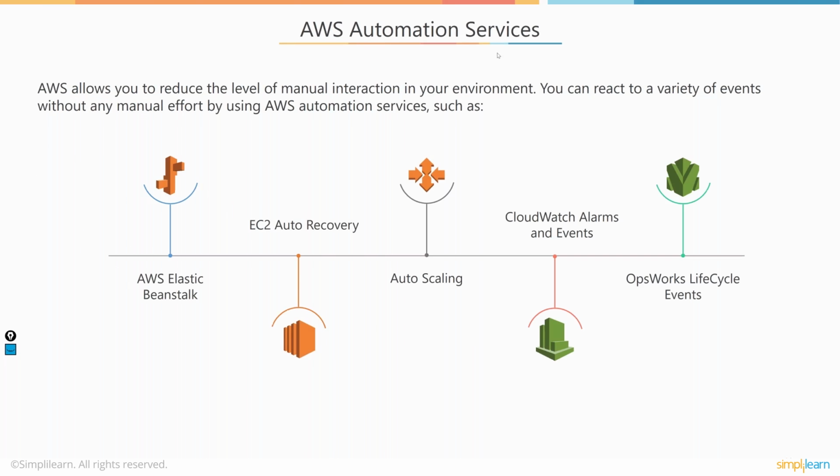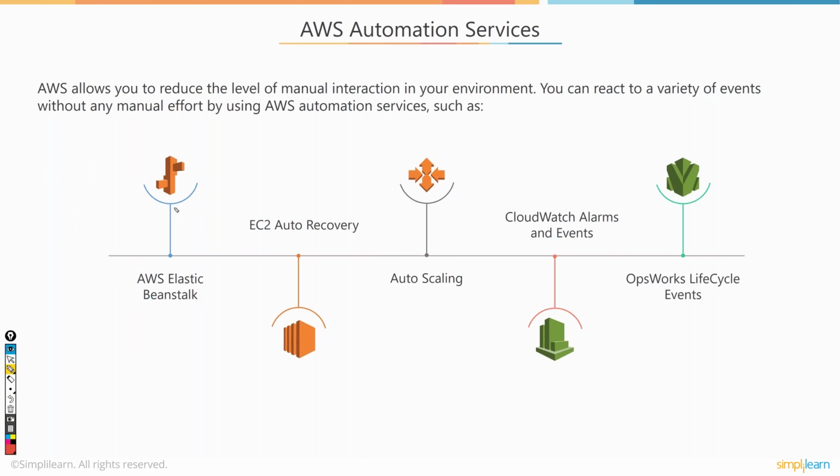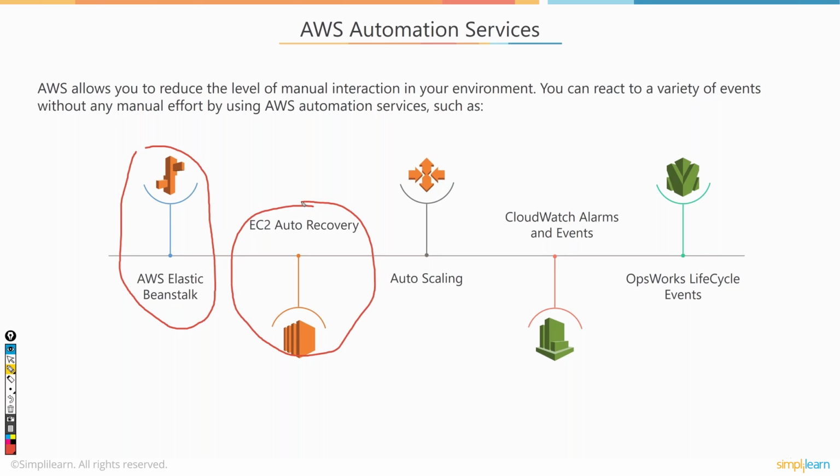And automation services. As we mentioned before, there are multiple AWS automation services that are available to you as a developer, for example. You can use Elastic Beanstalk, which is an awesome place because all you need to do is deploy the code you want to it, and it deploys the whole environment and builds everything for you. You can have EC2 auto recovery.